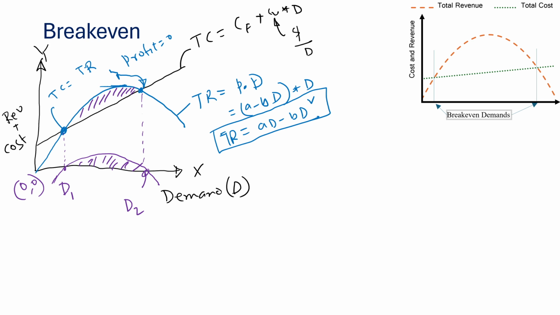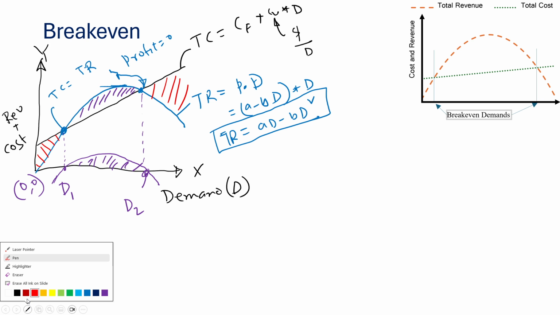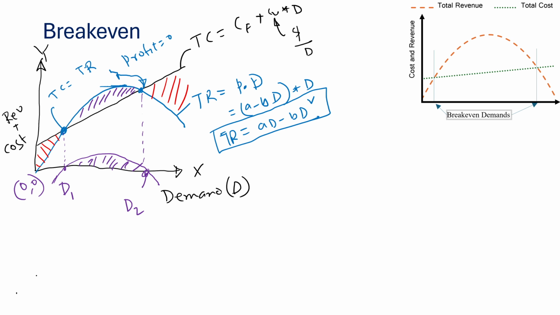If you produce less than D1, your cost will be more than the revenue. Also, if you produce more than D2, then again your cost will be more than the revenue, so you're going to lose money there. To find the break-even points, you simply set either the profit function equal to 0, as we have shown before, or the total revenue equal to total cost.